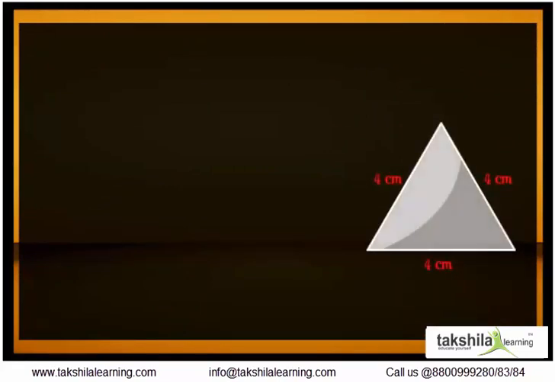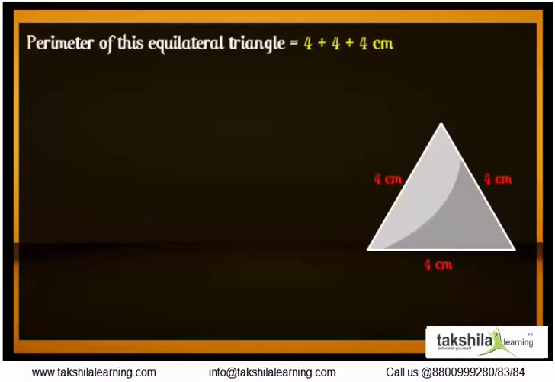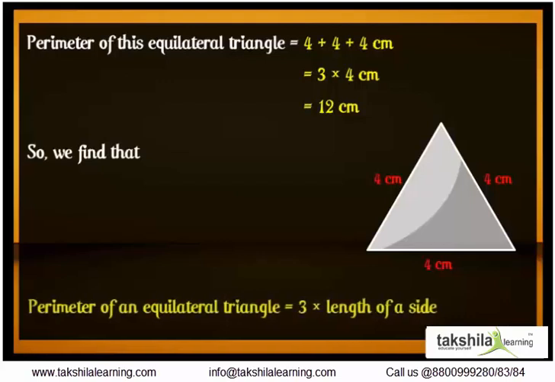Now, look at an equilateral triangle with each side equal to 4 centimeters. Can we find its perimeter? Perimeter of this equilateral triangle is equal to 4 plus 4 plus 4 centimeters is equal to 3 into 4 centimeters is equal to 12 centimeters. So we find that perimeter of an equilateral triangle is equal to 3 into length of a side.